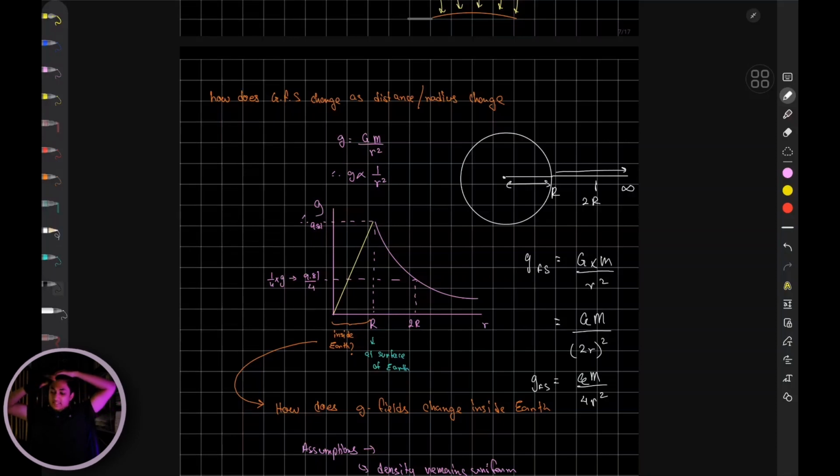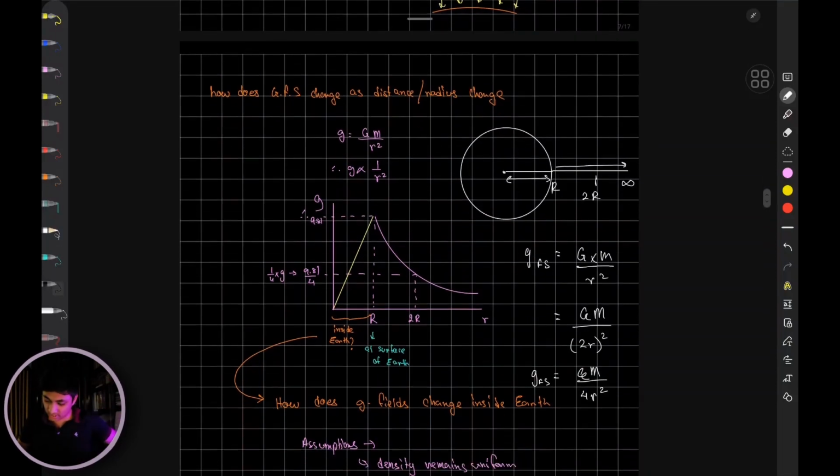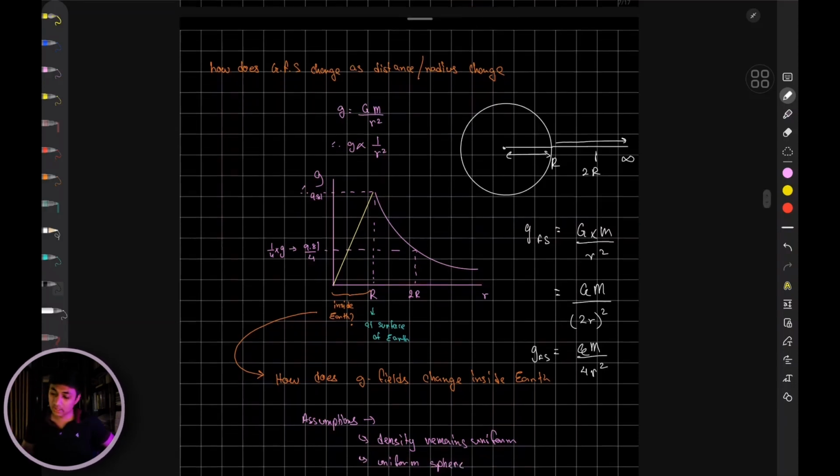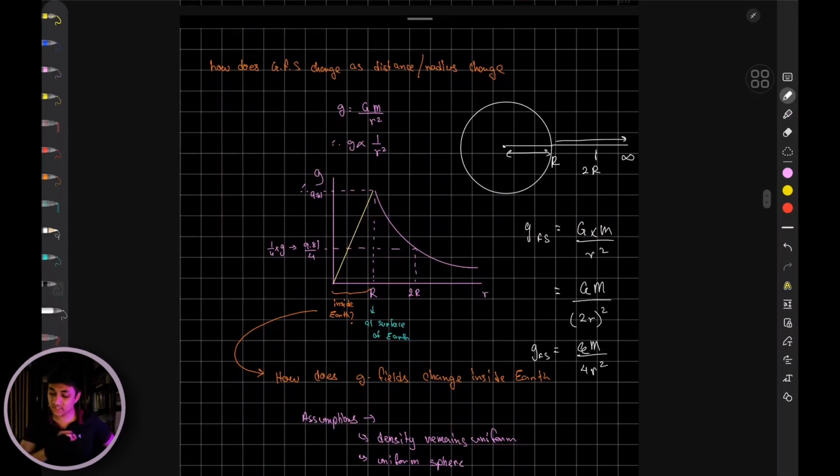Now, the other thing is, as I mentioned, as you move away from the center of Earth, your gravitational field strength will decrease with respect to 1 by r square. So if distance increases twice, your field strength will decrease 4 times. Great. Now, the interesting thing over here is how the gravity is going to vary inside the Earth.